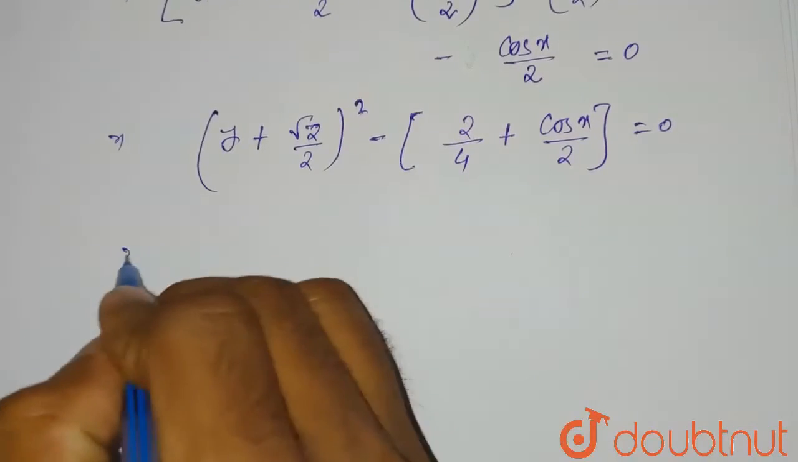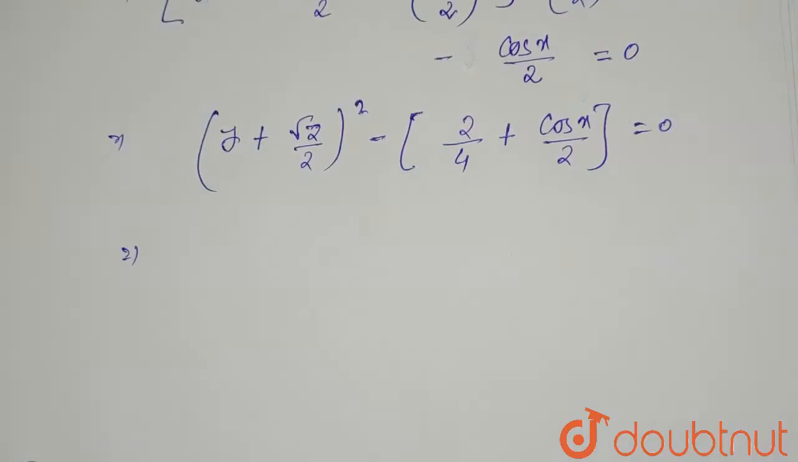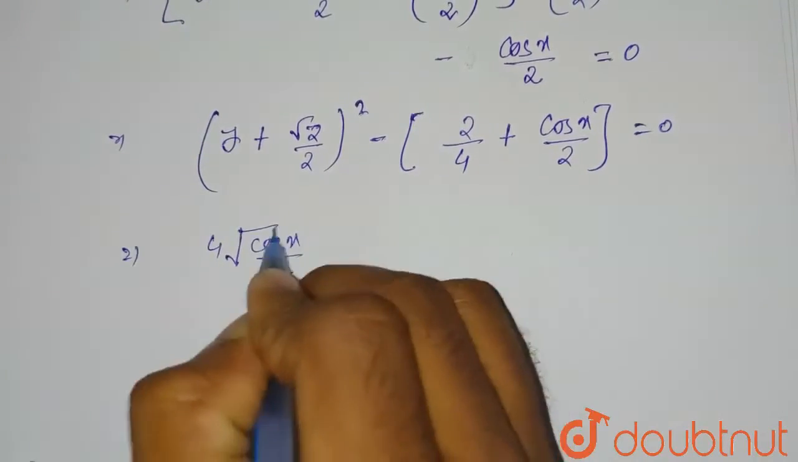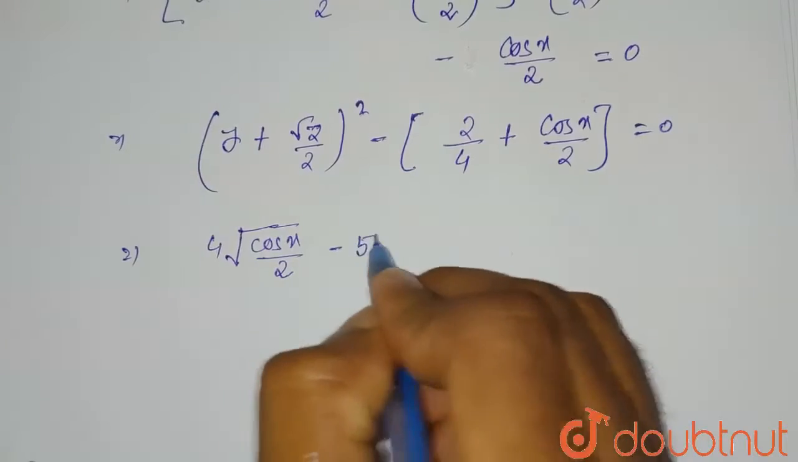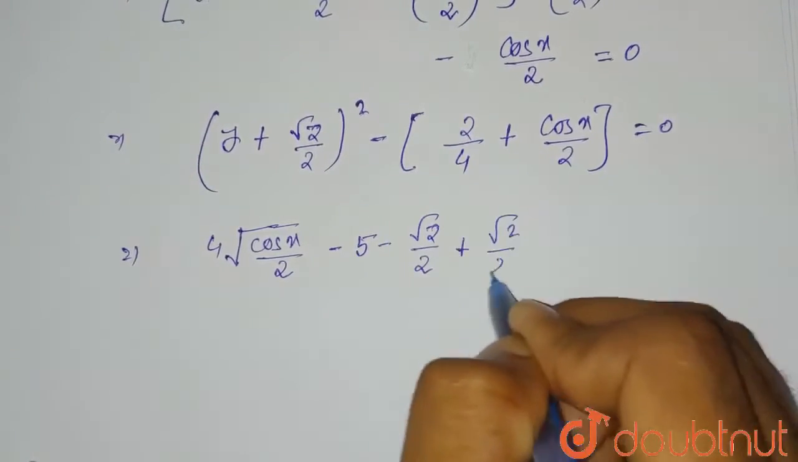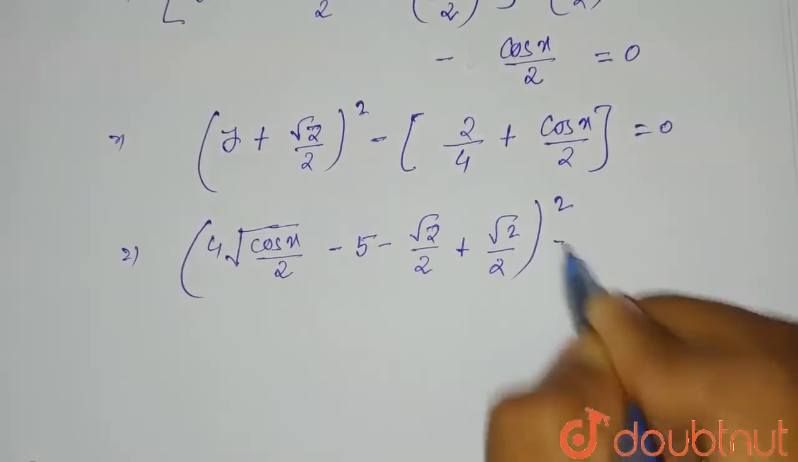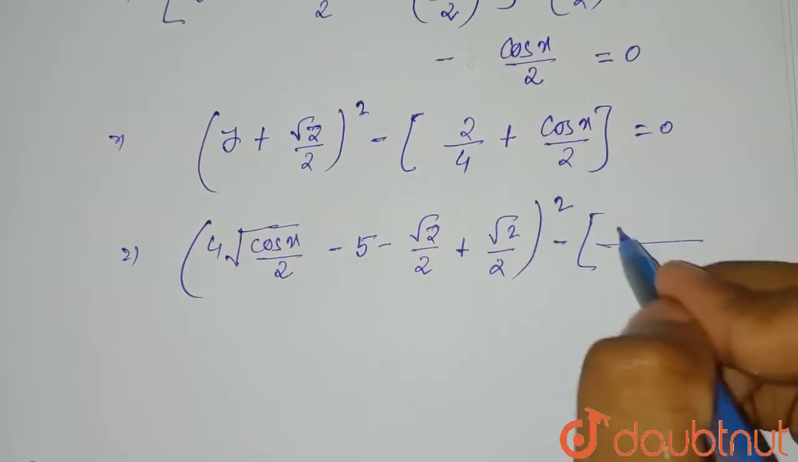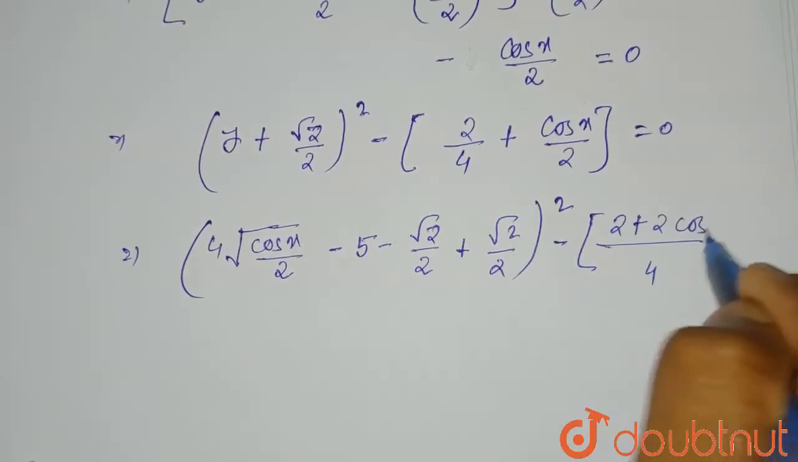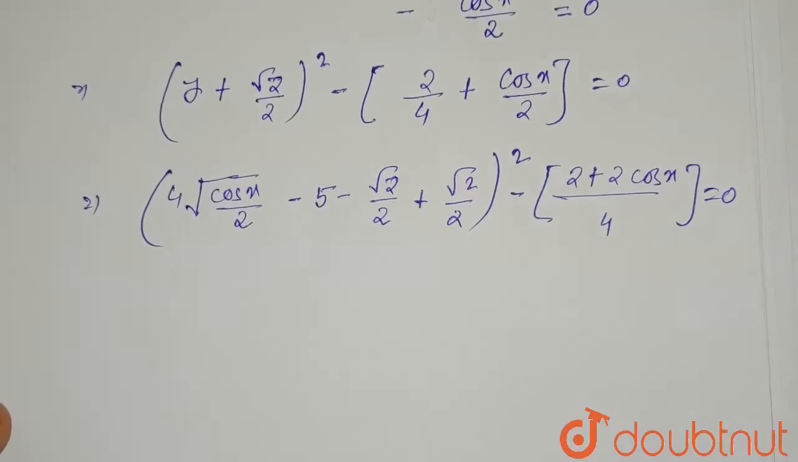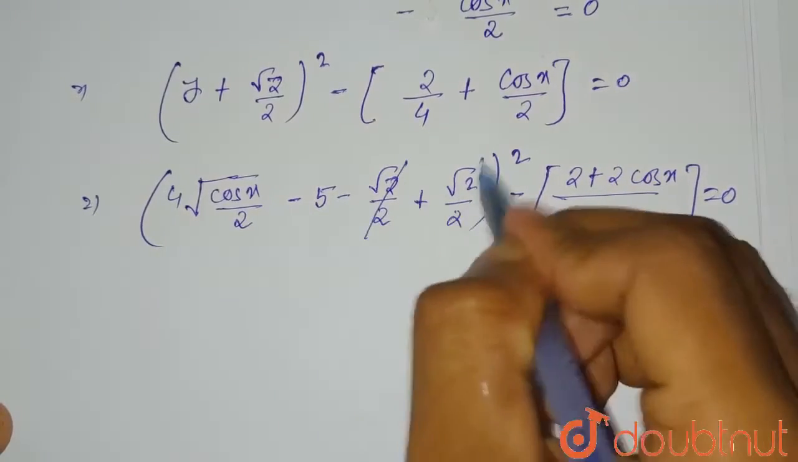Now from here, if we substitute the value of y again, where y is 4 root cos x/2 minus 5 minus root 2/2, plus root 2/2, whole square, minus, taking the LCM, it will be 4, so it will be 2 plus 2 cos x equals 0. The equation becomes this. Clearly you can see that this value and this value will cancel.